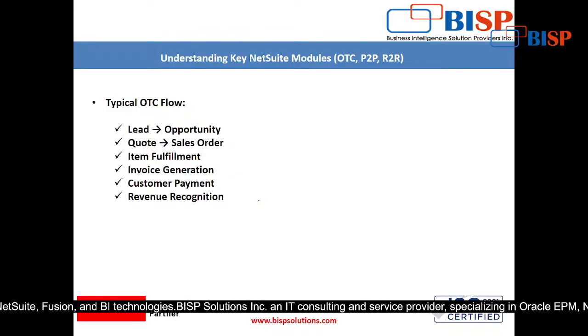Then the second point, quote and sales order. When a client or the customer invites the quote, it means our details of the items, right? Which item is to be sold, at what price, right? First the quote is created, and then the sales order; you can call it a quotation also. Then item fulfillment. Once the sales order is created, the item fulfillment follows.